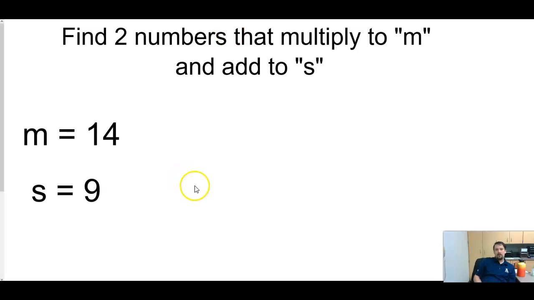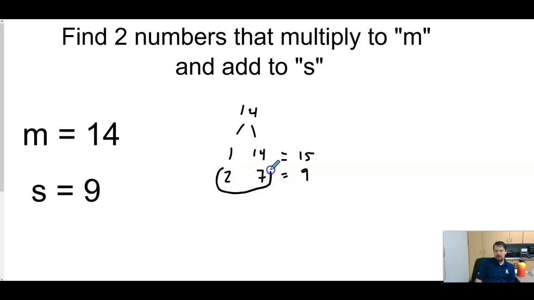Okay, so we're going to figure out what are our factors of 14 first. Let's list some. Well, we know 1 times 14. We know 2 times 7. Are there any other factors we can think of? I can't do a 3 or 4 or 5 or 6, so we just have these two. 1 plus 14 is 15, and 2 plus 7 is 9. So 2 and 7 would be my answers, because 2 times 7 is 14, and 2 plus 7 is 9. So it multiplies to m and it adds to s.